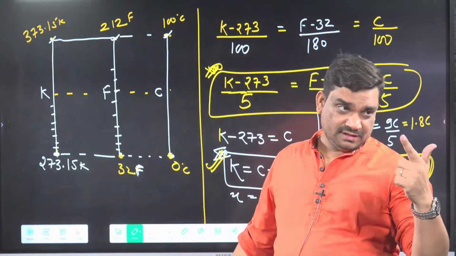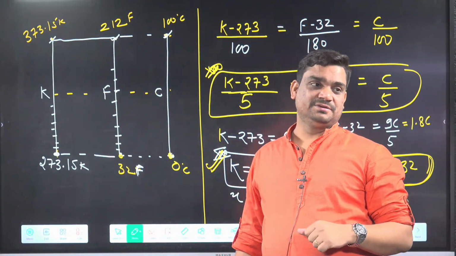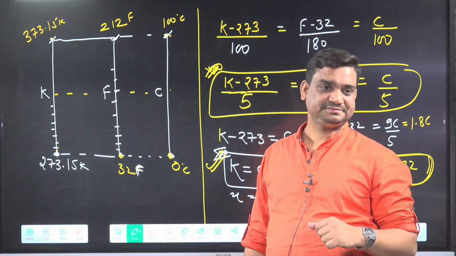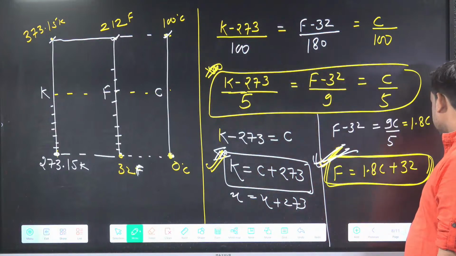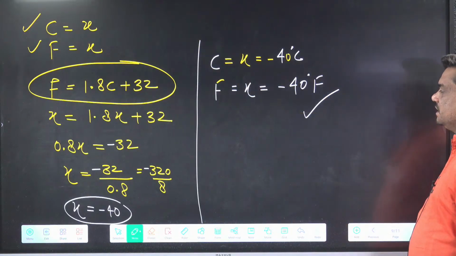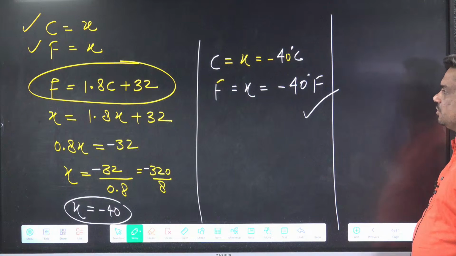Okay. Next question I'm going to give you. Ready now? Okay. Right. So this one you have to remember: C and K, common reading not possible.